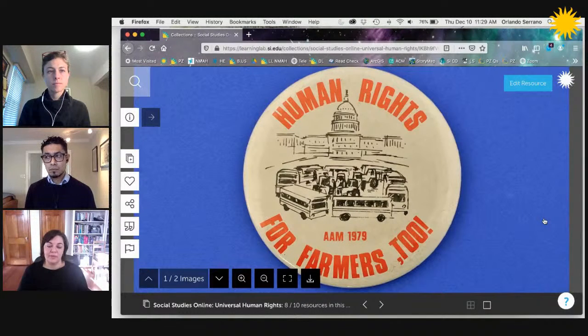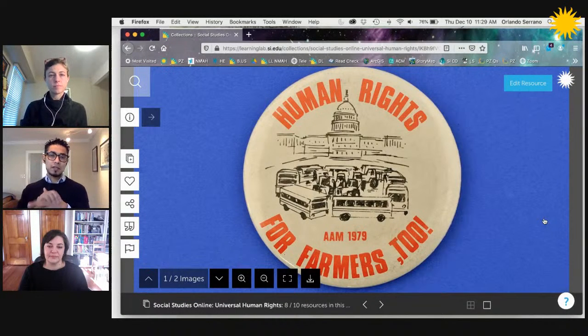So this pin is from that movement. They actually had a tractorcade where they drove tractors into Washington, D.C. to protest this particular farm bill. Okay, so we are learning that the farmers are experiencing some unequal distribution of access to food. Prices are lower.